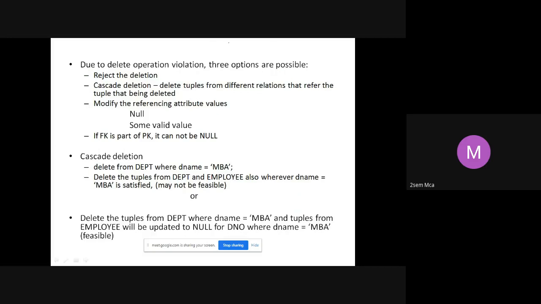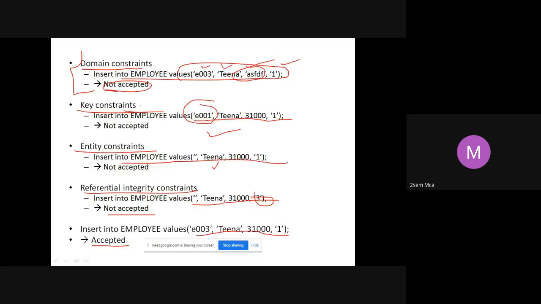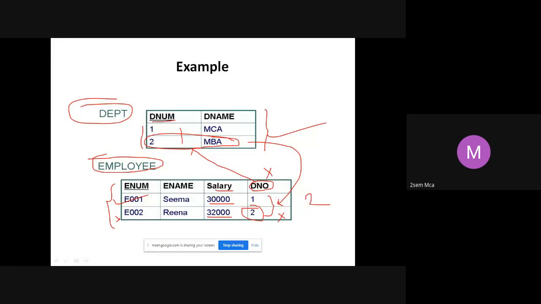See, due to delete operation violation, 3 options are possible. Reject the deletion. That means I don't want to delete. I'll simply keep quiet. Cascade deletion. That's what I told you. Cascade deletion means, if I want to delete this MBA from the department table, I should first delete E002 from the employee table, then come back to department and delete. That is your cascading effect. Wherever this 2 comes, I have to delete all those records, then come here and delete.